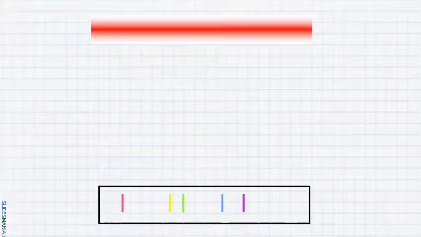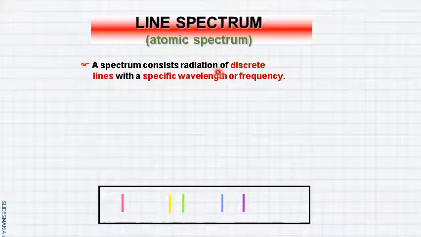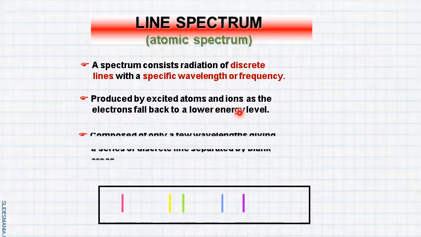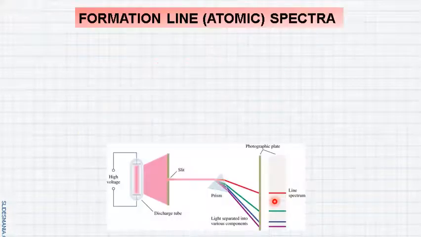Next point is line spectrum. Another name for line spectrum is atomic spectrum. It consists of radiation of discrete lines, like these discrete lines, with specific wavelength or frequency. It is produced by an excited atom or ion as the electron falls back to a lower energy level. It is composed of only a few wavelengths, giving a series of discrete lines separated by a blank area, the white color here.